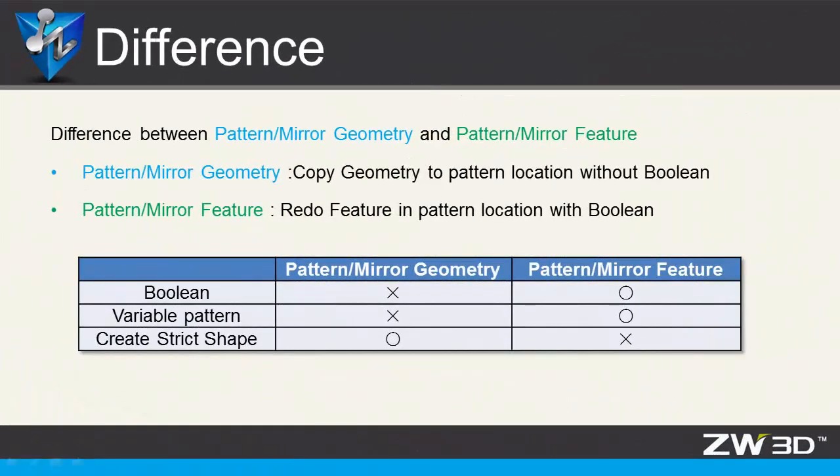What is the difference between pattern geometry and the pattern feature? Pattern geometry will just copy the geometry to the pattern location without Boolean, but the pattern feature will redo the feature in the pattern location with Boolean. And there are some more differences. Refer to the table.